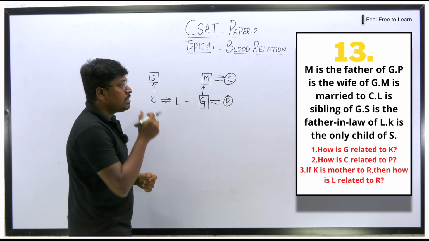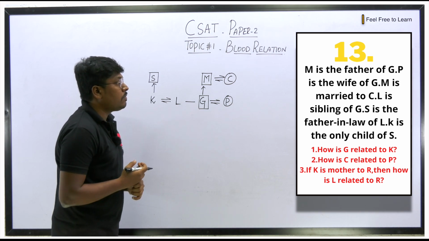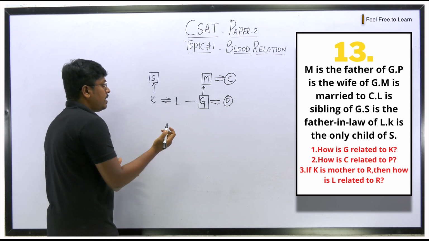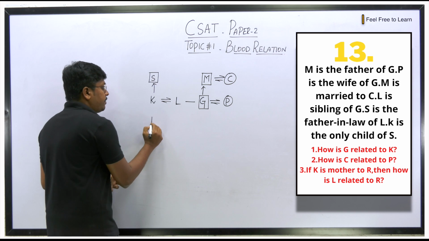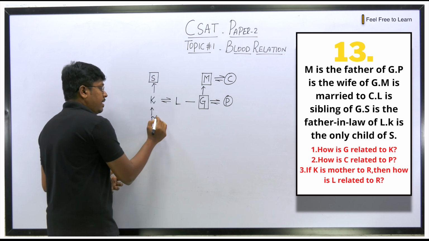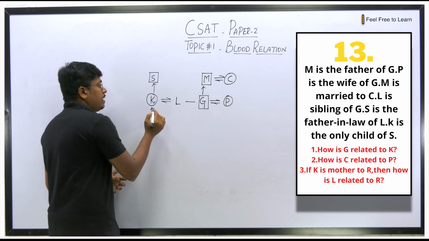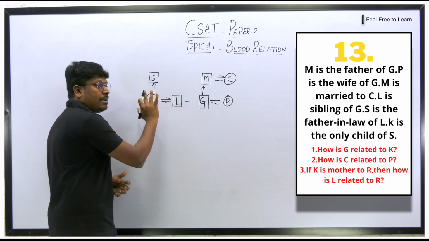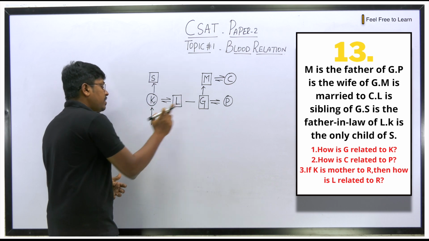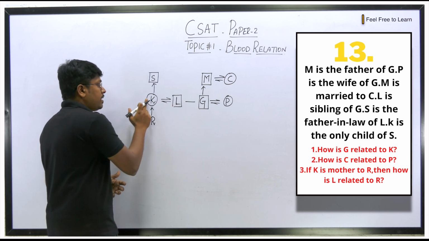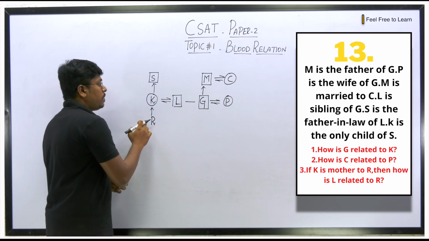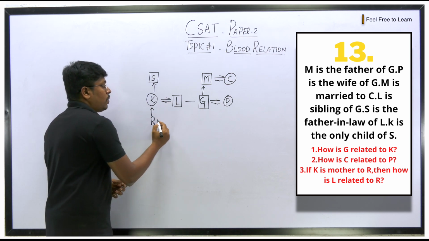And the last question, if K is mother of R. So if K is mother of R, it's a condition, right? What they are saying is, if R's mother is K, then we can say that L will be the male person. Only then we can say a married couple. So according to the question, if K is the mother of R, then how is L related to R? From R, what is the relation of L?